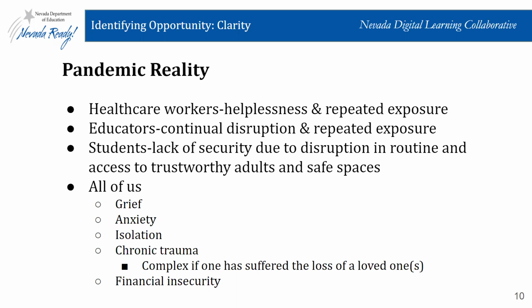The students themselves have a lack of security due to disruption in the routine and access to trustworthy adults and safe spaces. This was a big concern right at the beginning when we had rapid shutdown because we did not have in-person options for our kiddos. We don't really know what's happening in each of the homes, and we don't know if the students rely on us to be their safe place during the day. So having that lack of security and safe space is a problem for some of our students, but for all of our students, the disruption in their routine was really problematic, right?